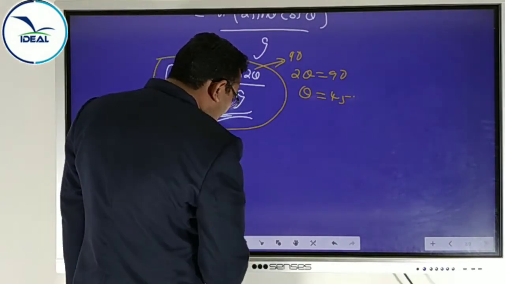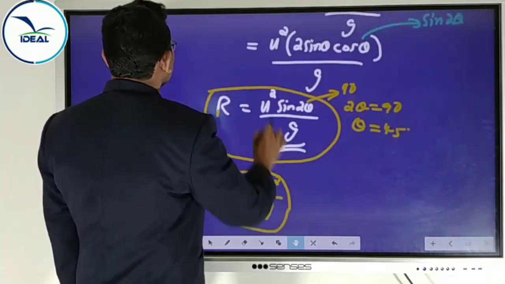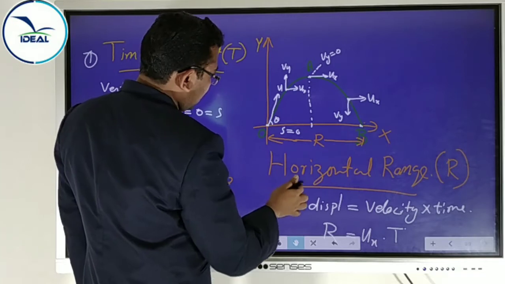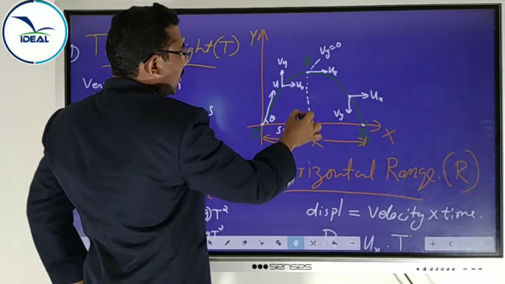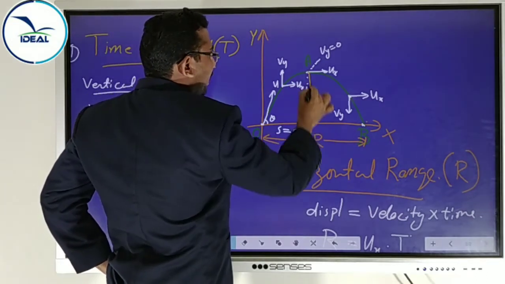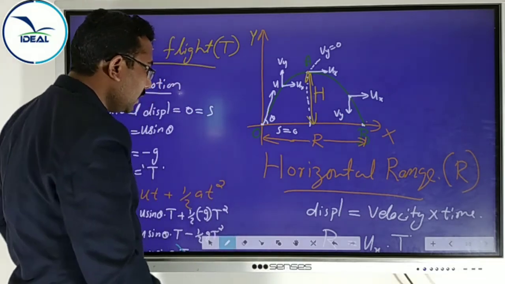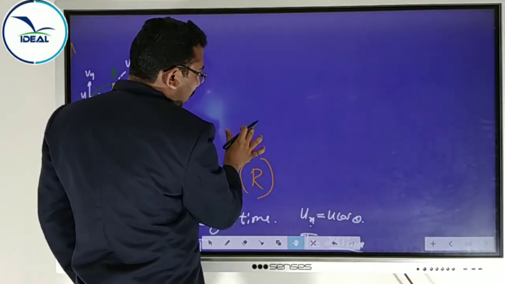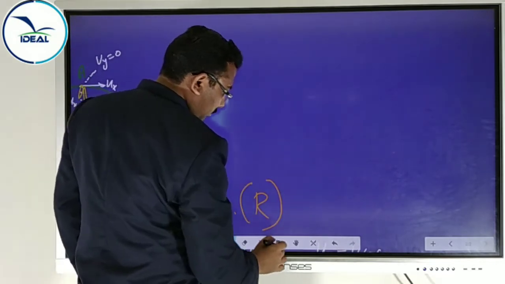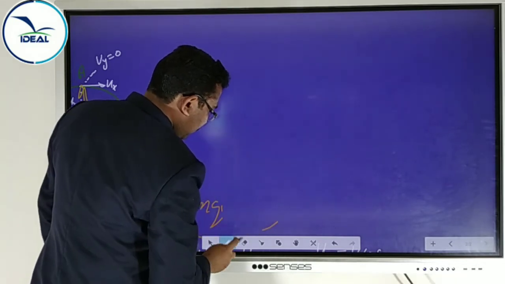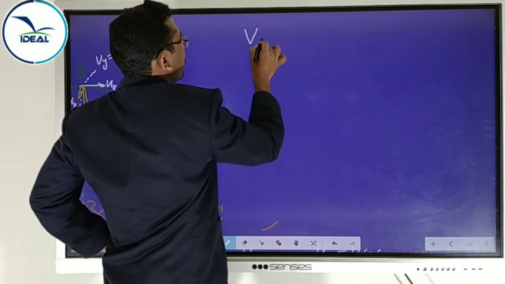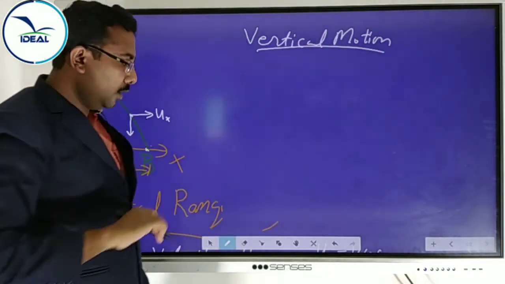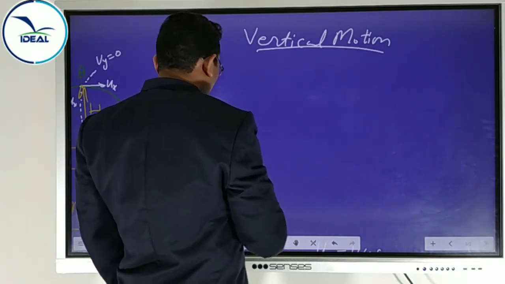Next we have to discuss the maximum height, the third one. What is maximum height? Maximum height is this vertical displacement. This vertical displacement is called the maximum height. We have to derive this maximum height by considering the vertical motion alone. Consider the vertical motion. We have to derive the maximum height.